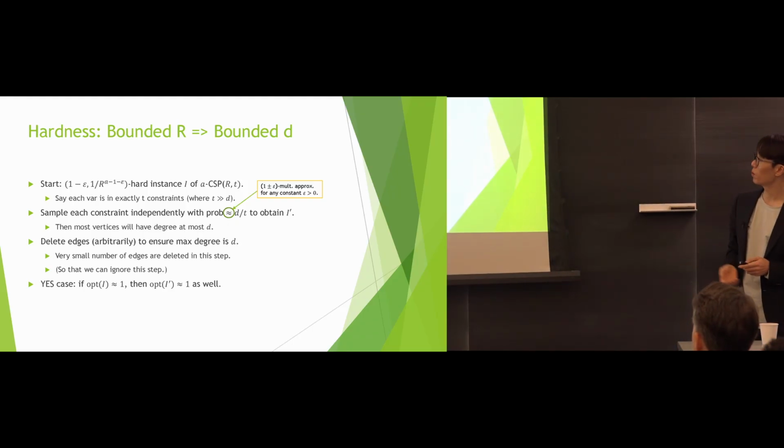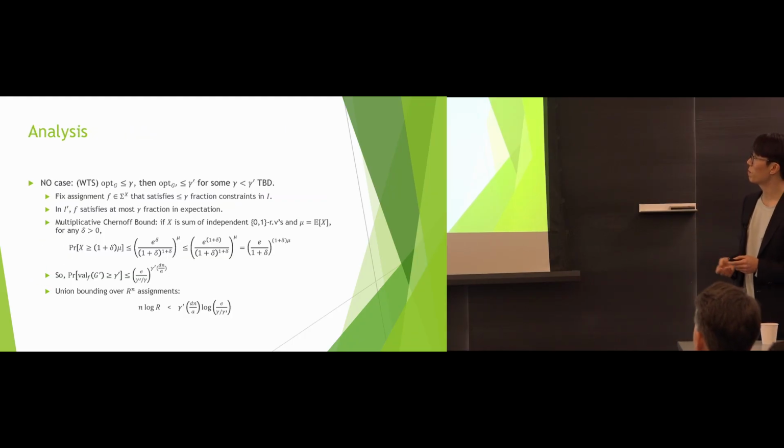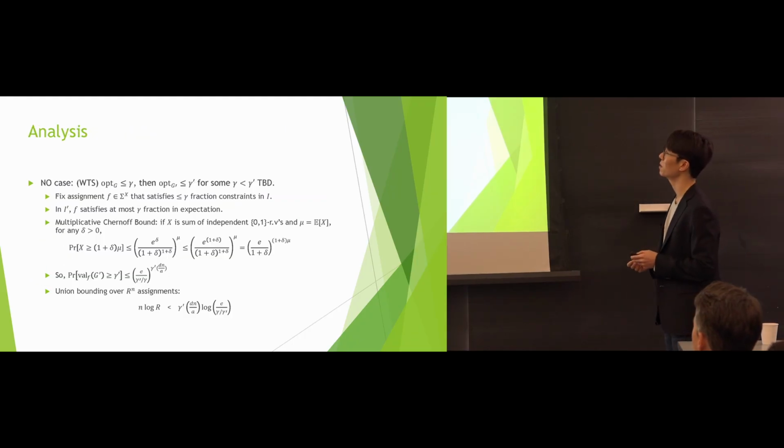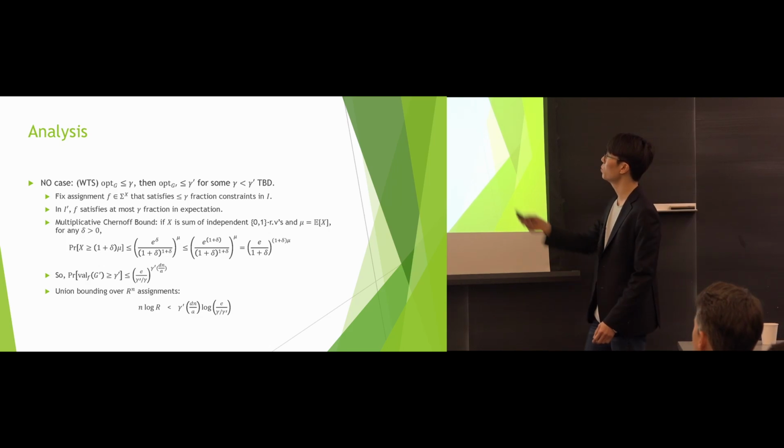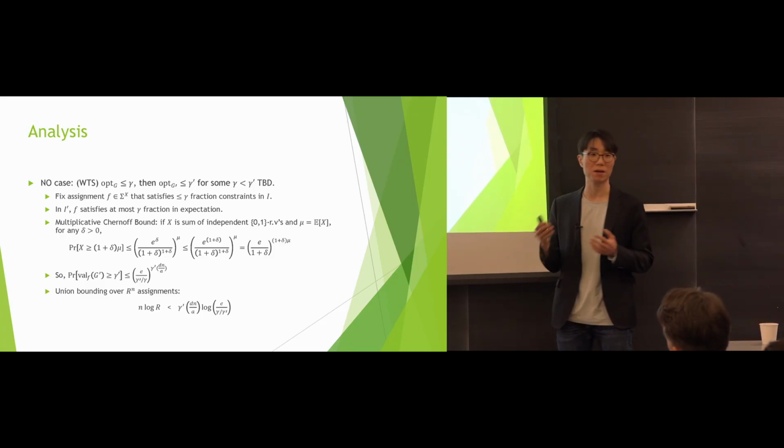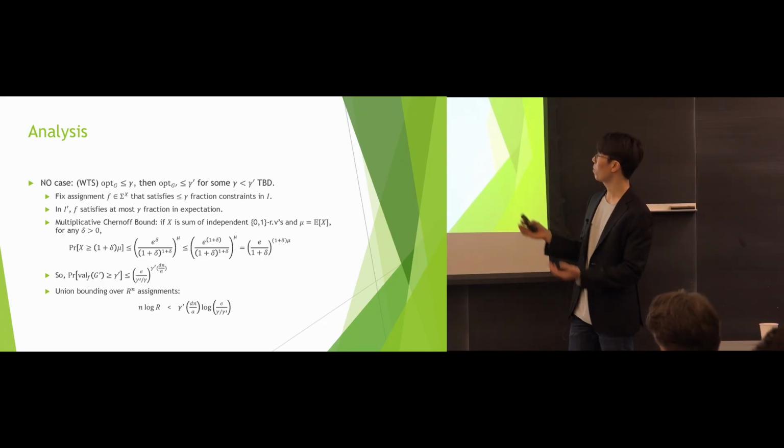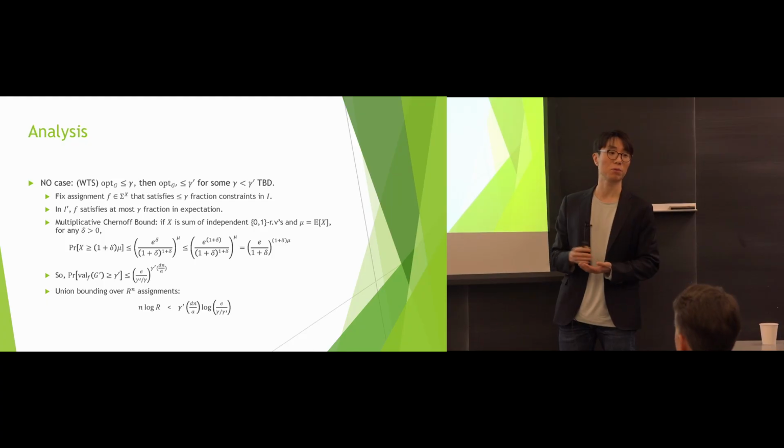And then of course, the no case analysis is always the interesting part, but again it's just a one-page analysis, the most standard analysis. So suppose that we want to prove this. Assuming that the optimal value of the starting instance is at most gamma, my goal is to prove that the optimal value of the new instance is at most gamma prime. That's what I should do.